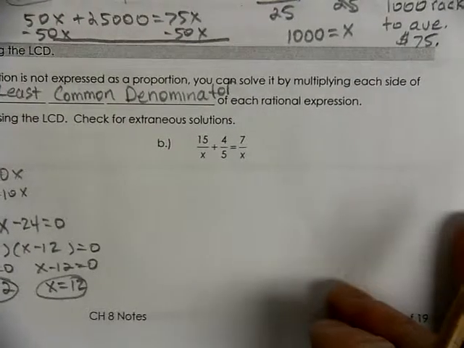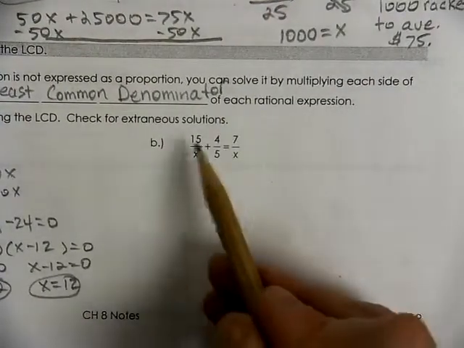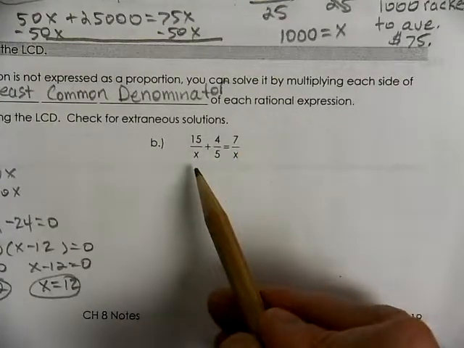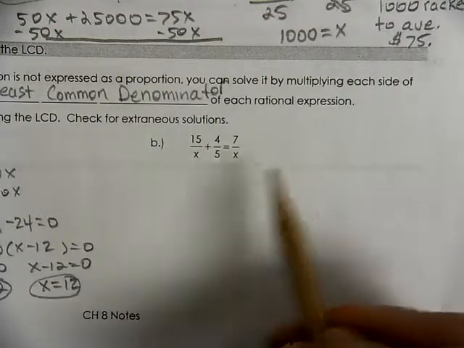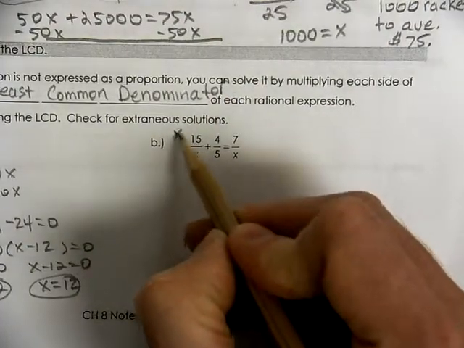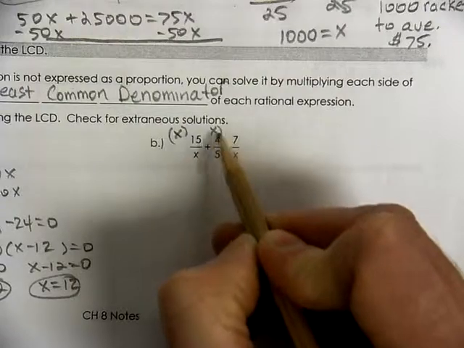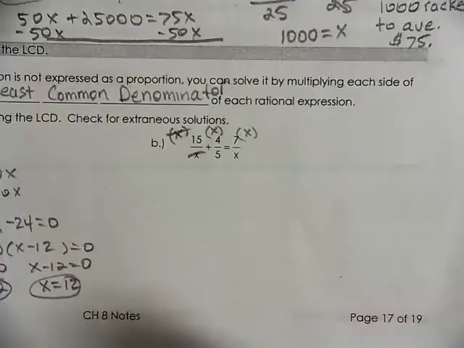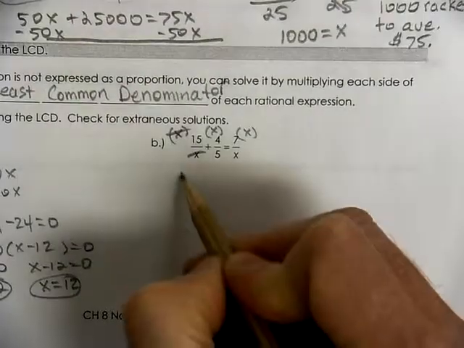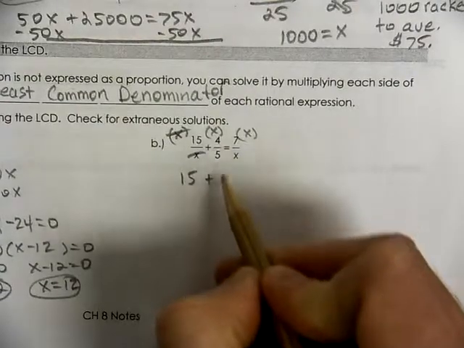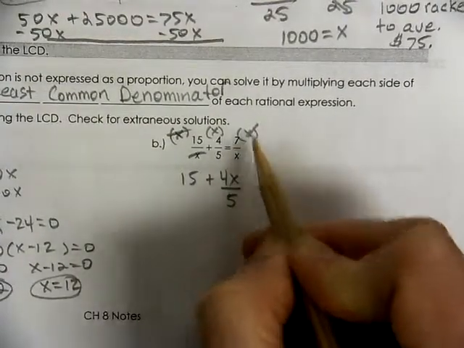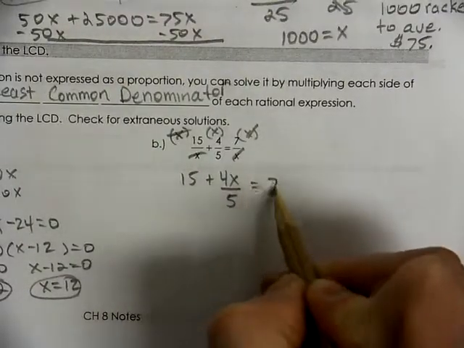Okay, on this side, you got two choices. You can either multiply through by the common denominator, or you can multiply through by each denominator. Let me show you that one first. We'll multiply through by each of the x's. If you're multiplying with that denominator, they would cross out, so you get 15. Nothing crosses out here, so you get 4x divided by 5. Here the x's cross out.